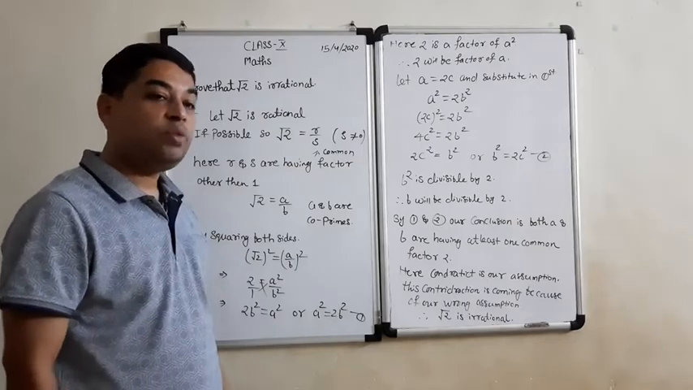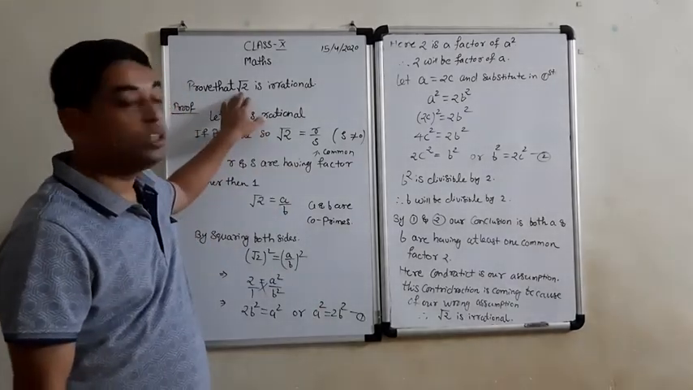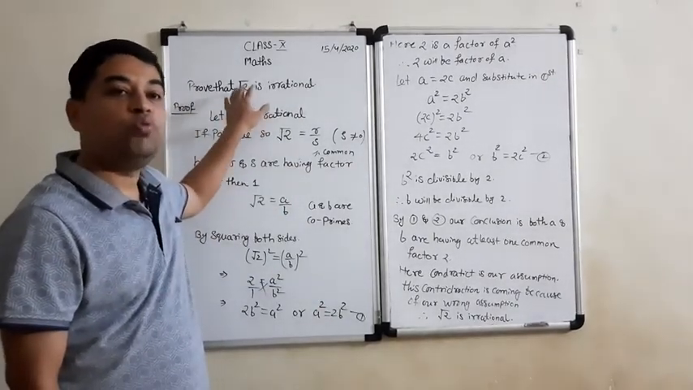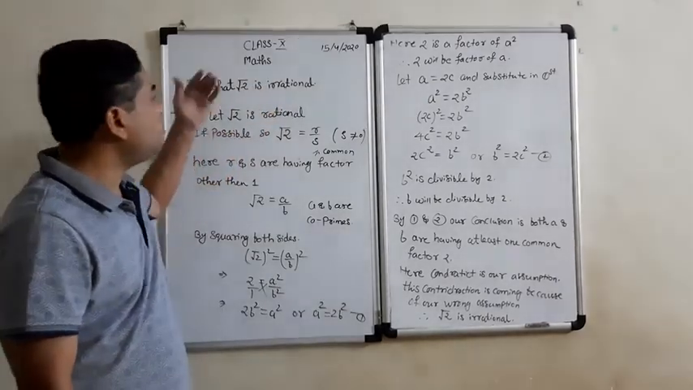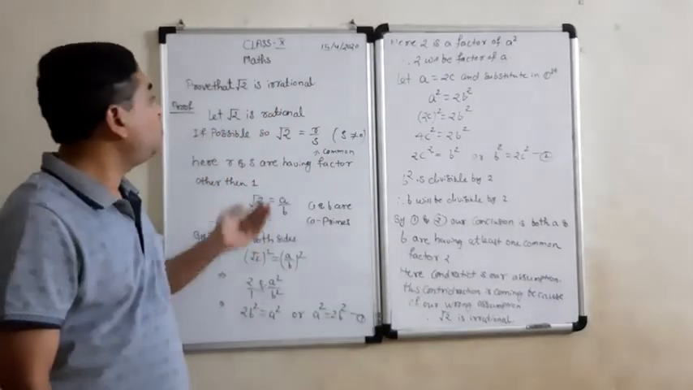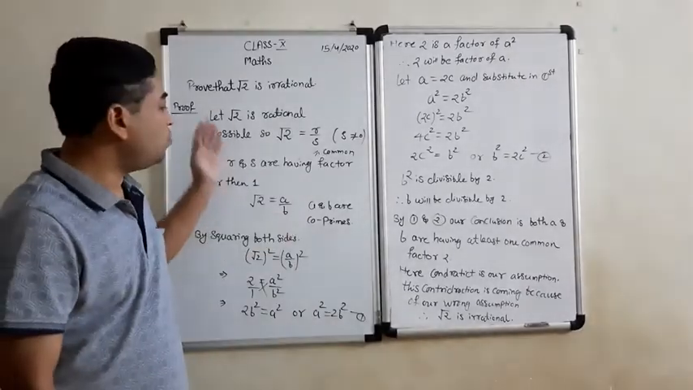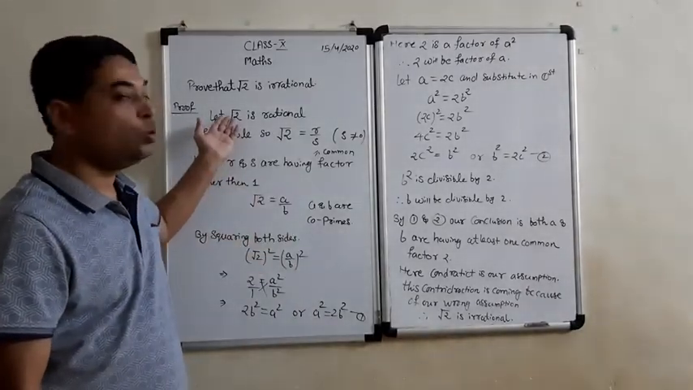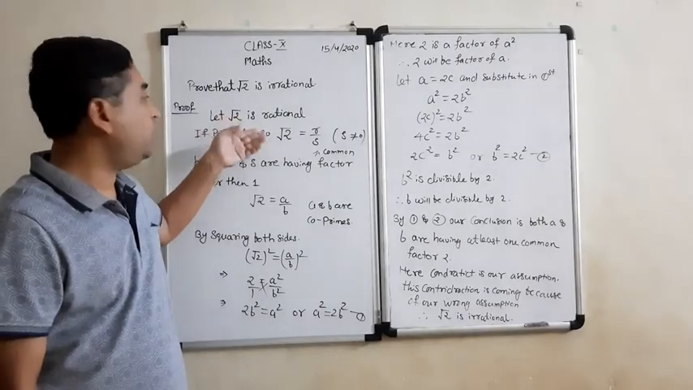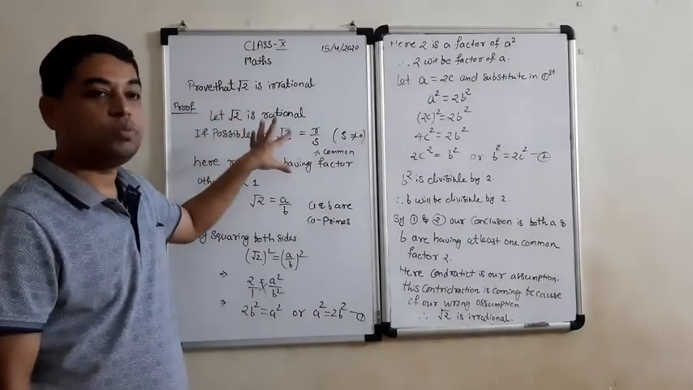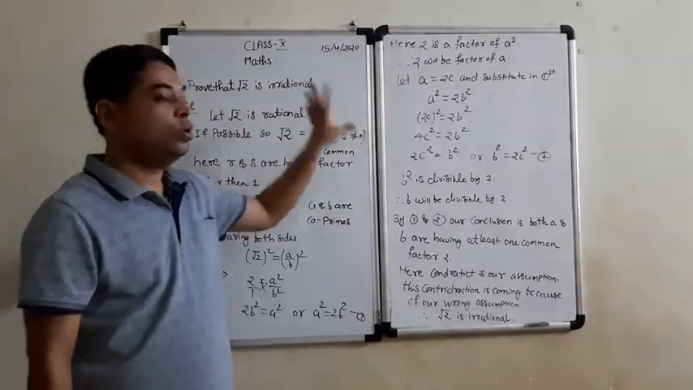In the same way, we can prove root 3 is an irrational number, root 5 is an irrational number. In a similar manner, you try to prove root 3 and root 5 are irrational numbers. Using the same method, in place of root 2, you write root 3 and root 5. Where 2 comes, there you can replace it by 5. The same method you have to apply.